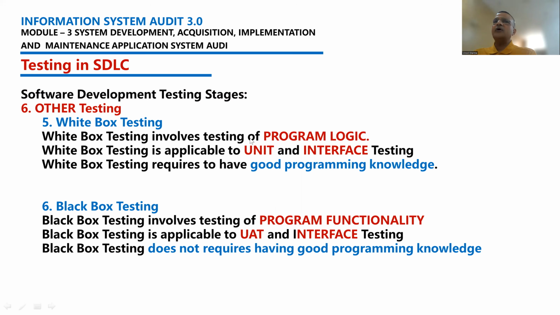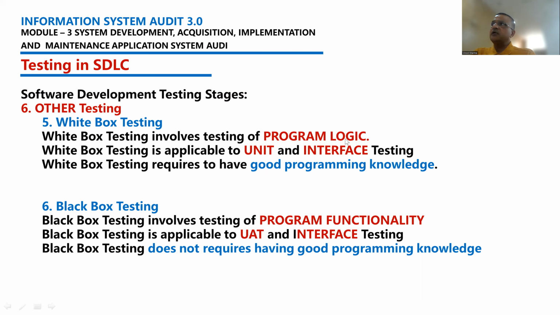Now, white box testing involves testing of program logic. Logic means how A is connected to B and how B is connected to C and how A, B, and C are connected to D and so on and so forth. So I need to understand in white box what is the logic of the program, that is, on what logic the program of this particular module is working. So I need to test that. So white box testing is about testing the program logic.